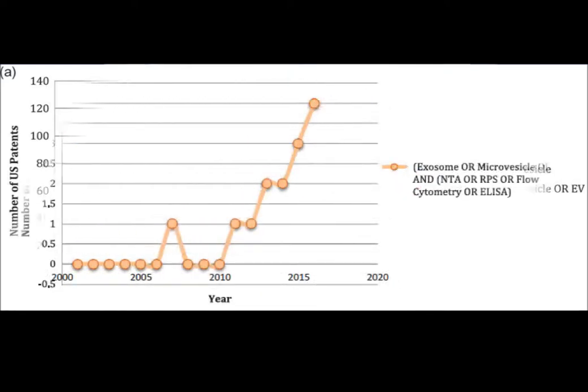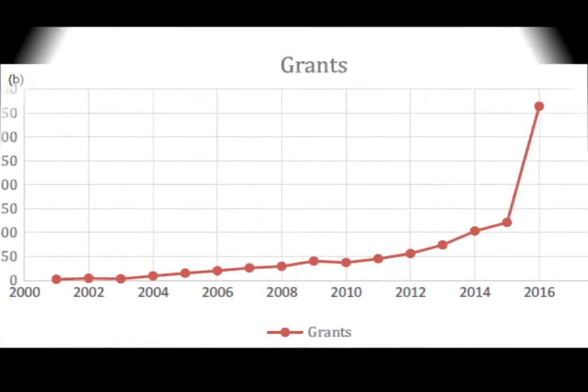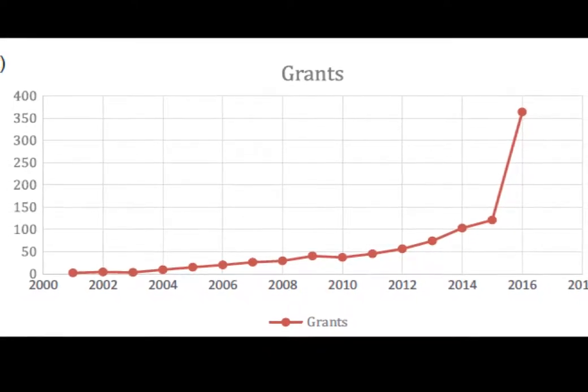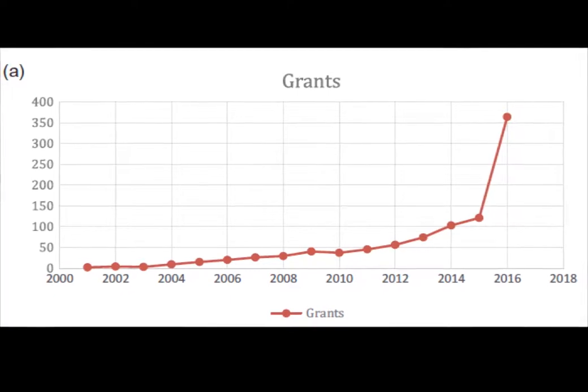There was an interesting correlation between those patents linking those same terms to measurement techniques like flow cytometry, NTA, or ELISA. And if you follow the money, you can see a dramatic increase in funding by NIH from 2015 as the community faces the reality of new opportunities.